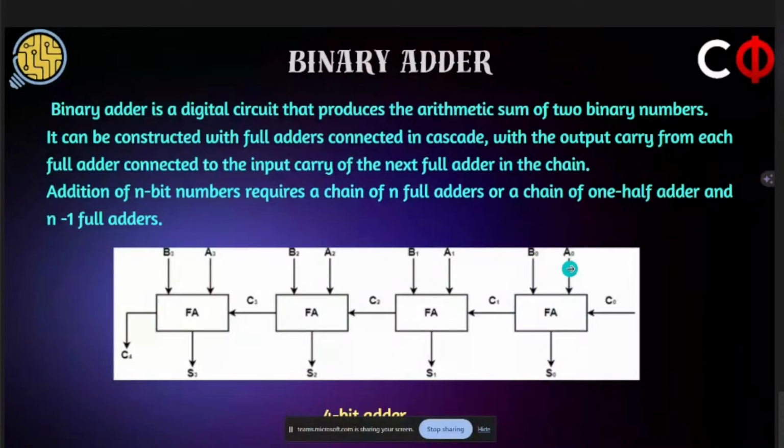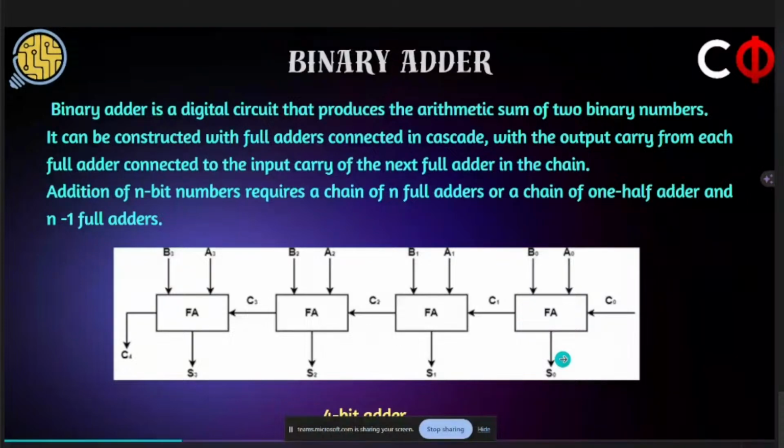And the third bit that we are going to take for the full adder is 0. Input carry, we are going to assume it as 0. And then we add these three numbers, the usual truth table that we have for full adder. The outputs that we get are a sum S0 and carry C1. So the sum S0 will be the first bit of our final sum.